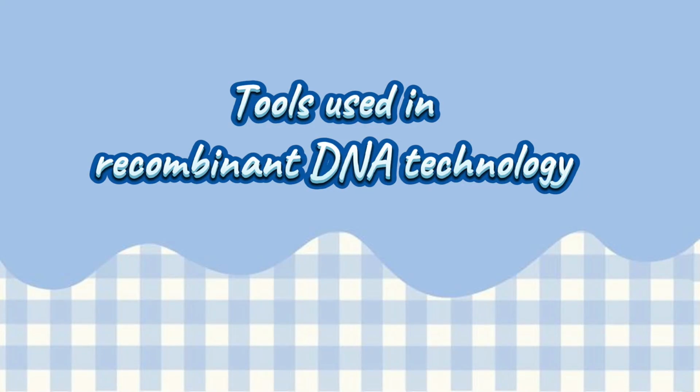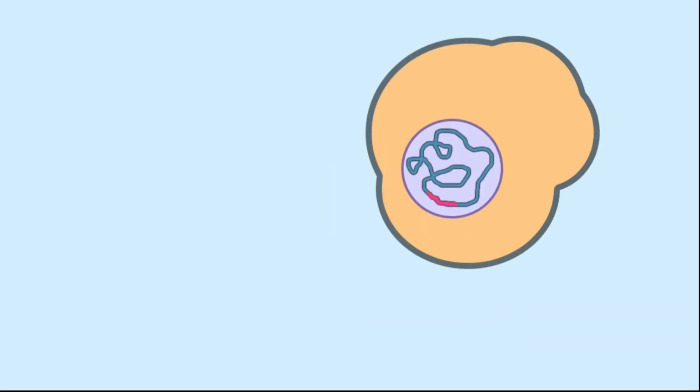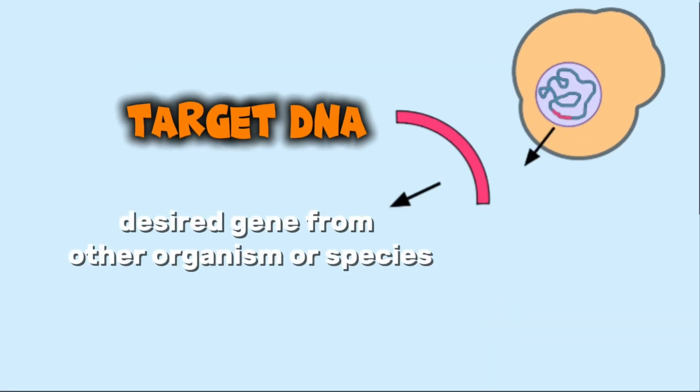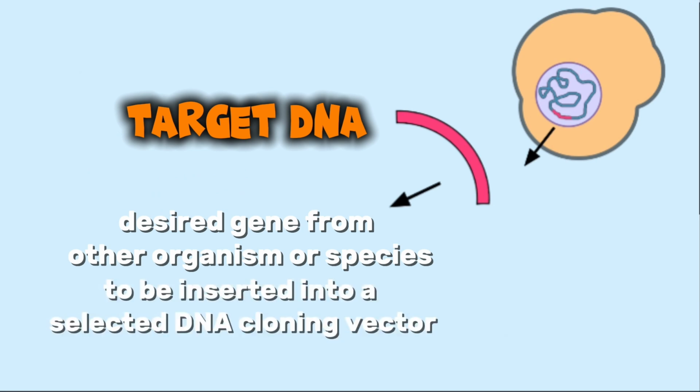Hi, we are going to talk about tools used in recombinant DNA technology. So, the first one is target DNA. Target DNA is a desired gene from another organism or species to be inserted into a selected DNA cloning vector.